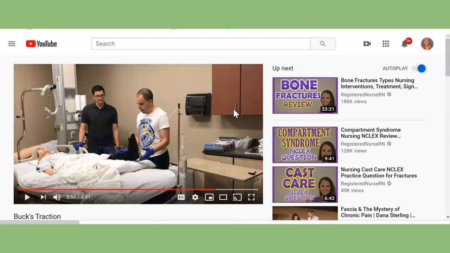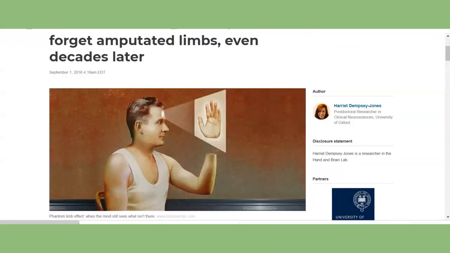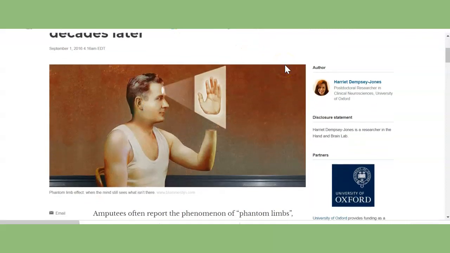Okay, and then the other thing I'm going to quickly go to are amputations. Amputations here, phantom pain. I just want to show you this picture because phantom pain can happen immediately after surgery and it can last for years beyond.